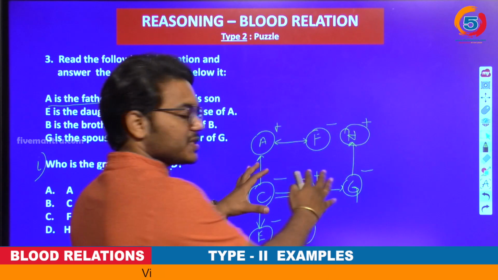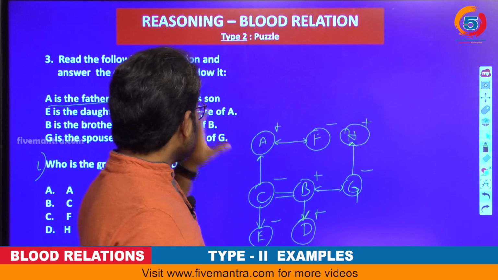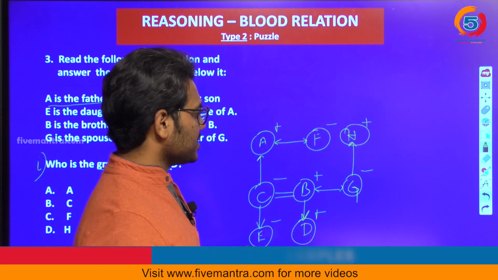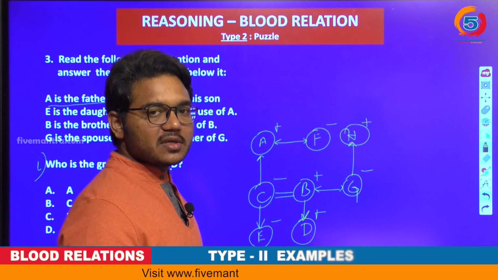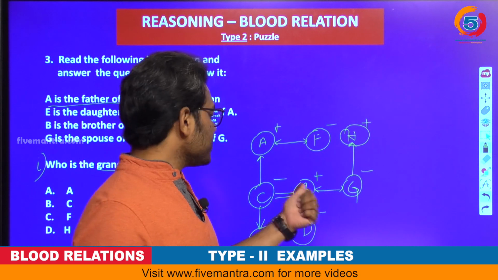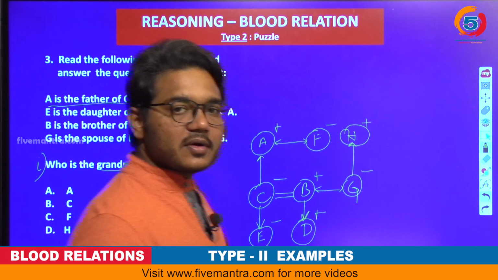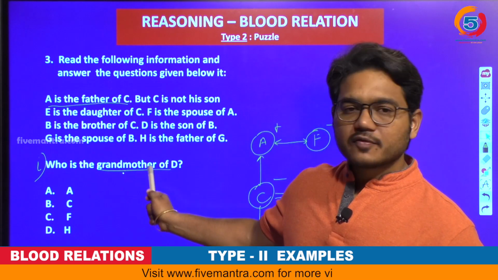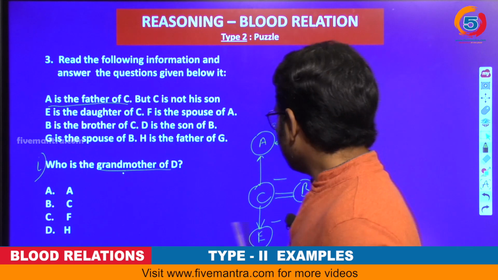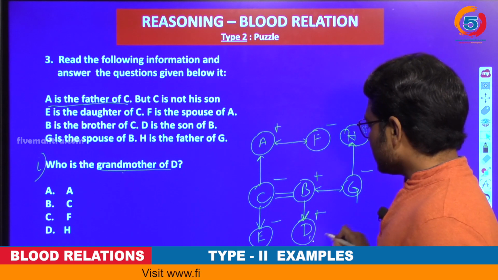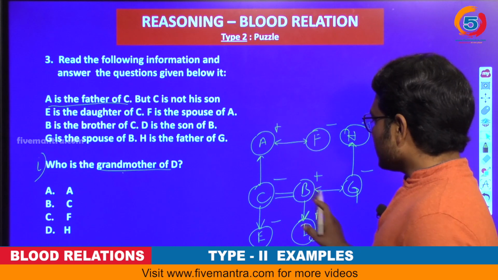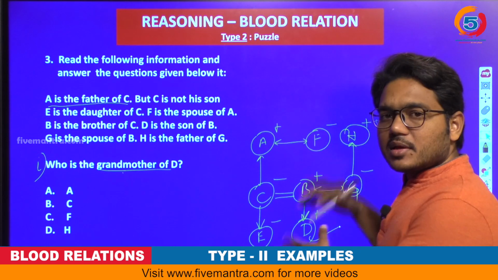So this is the relationship tree we could draw from these statements. So we will try to answer from this tree. So who is grandmother here? What is asked here? Grandmother of D. Identify D. Who is D? Where is D here? D's grandmother is the second generation above.